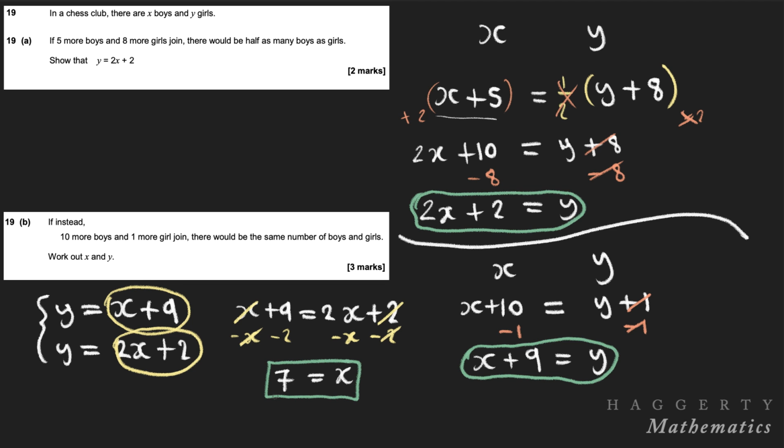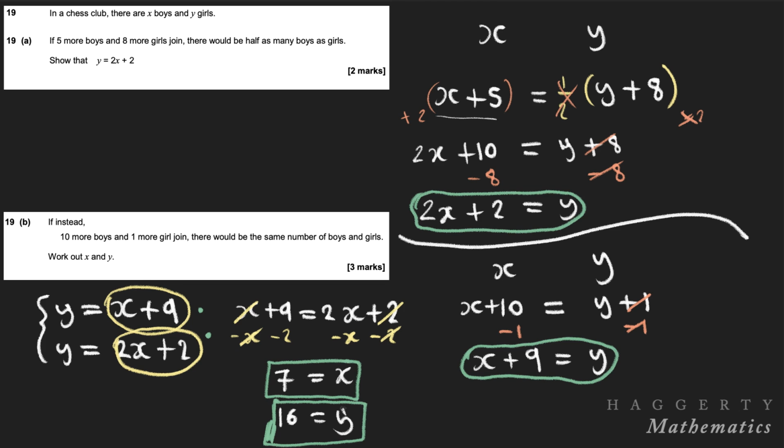And to find the y, well, you can just substitute it into any one of these equations right here. So x equals 7. That's going to be x is 7 plus 9. That would be 16. So y should be 16 from the solution. So x should be 7 and y should be 16.